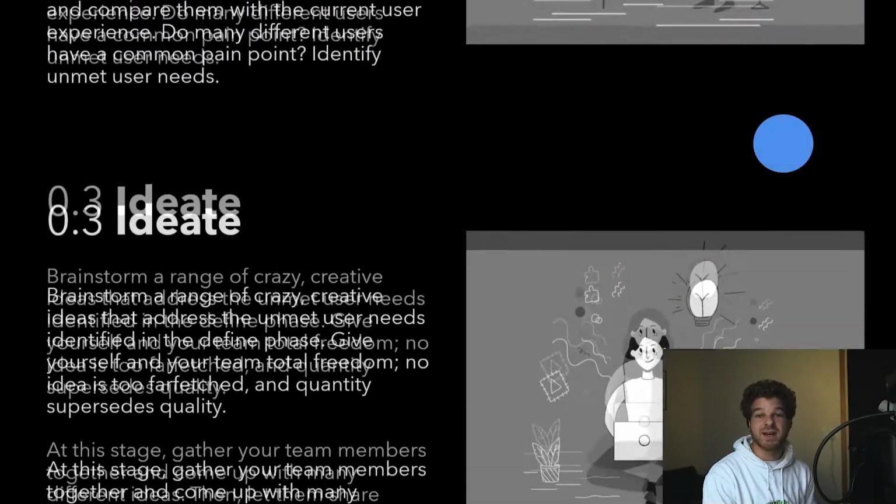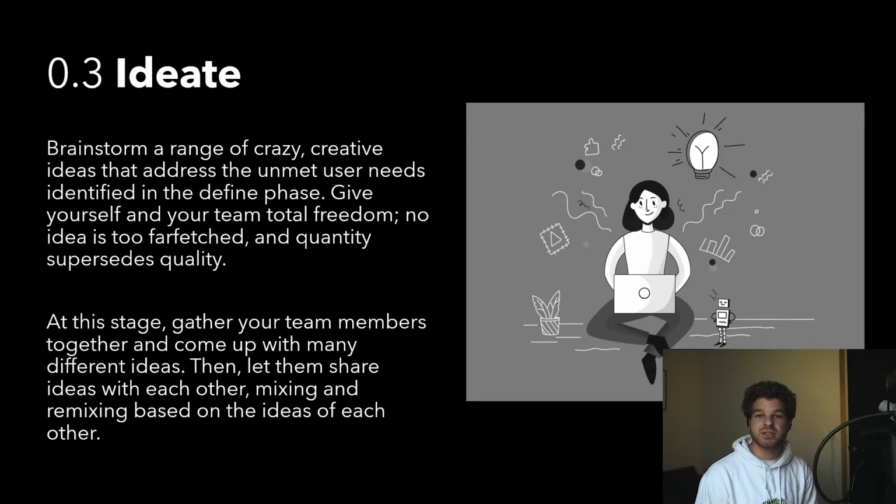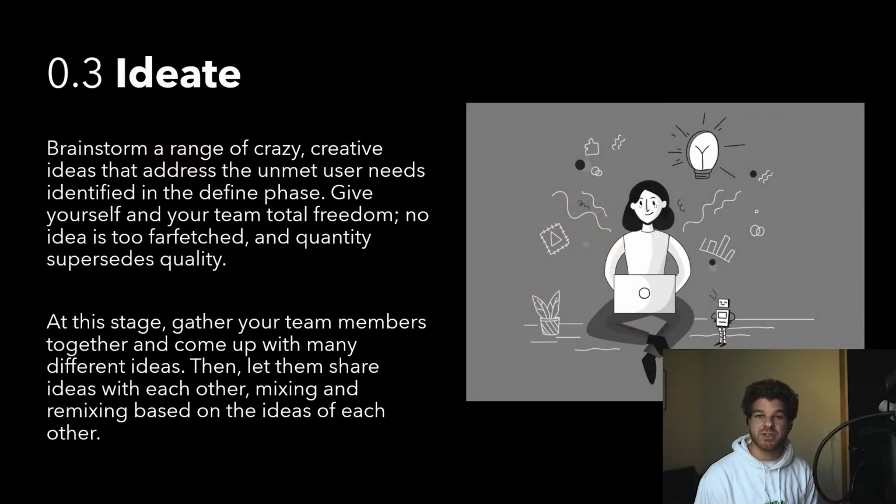Phase 3, ideate. In this phase, you brainstorm some crazy and creative ideas that pinpoint the needs that we just discussed. In this phase, you should give yourself and your team creative freedom. No idea is too crazy or far-fetched, and quantity supersedes quality. You want to push out as many ideas as possible. Teamwork is the dream work, so you should mix and match all of the ideas together to just come up with as many ideas as possible.